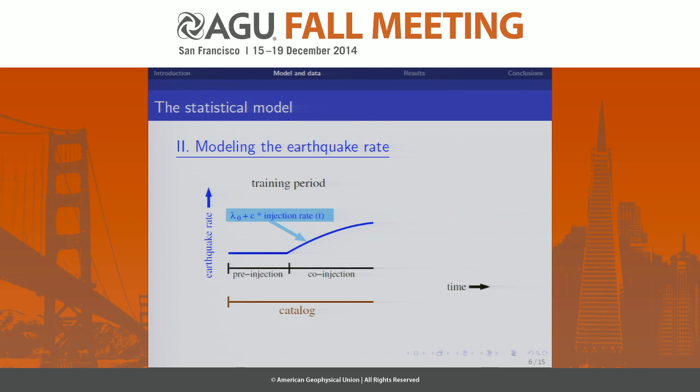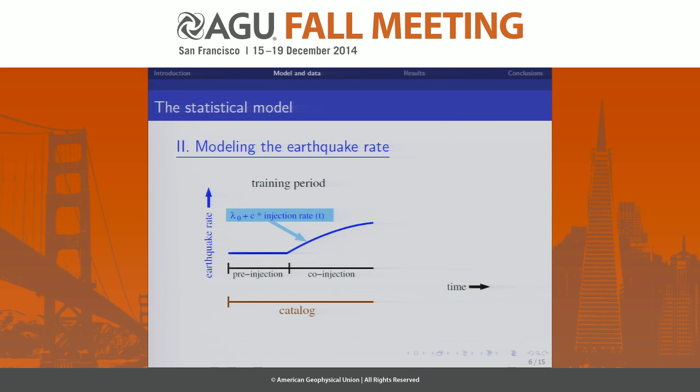So now I can show you the statistical model which we use. First of all, we have here on the horizontal axis the time, and on the vertical axis the earthquake rate. And what we see here is a decomposition of time into two periods. First, we have the pre-injection period, where we have only natural seismicity, which is described by the natural seismicity rate lambda 0. And then we switch on the injection, and the earthquake rate increases according to the formula I showed you on the previous slide. And we have the following expression here for the earthquake rate: lambda 0 plus c times the injection rate as a function of time. And c is the factor of proportionality between fluid injection rate and rate of induced earthquakes.